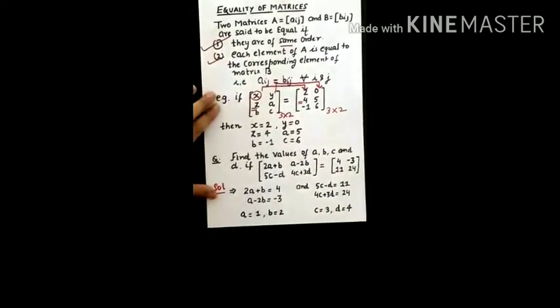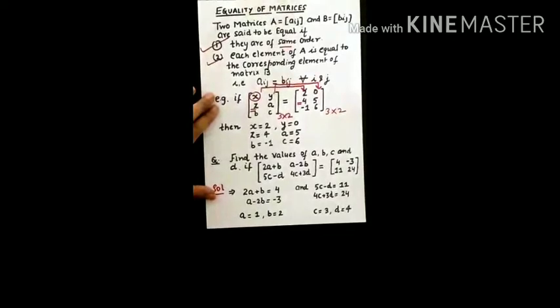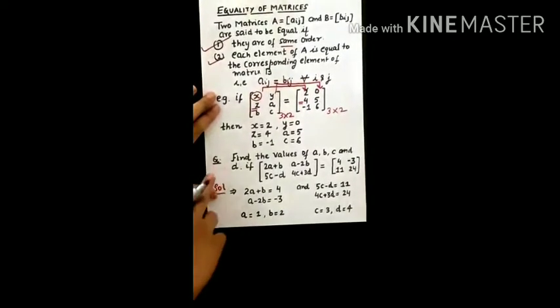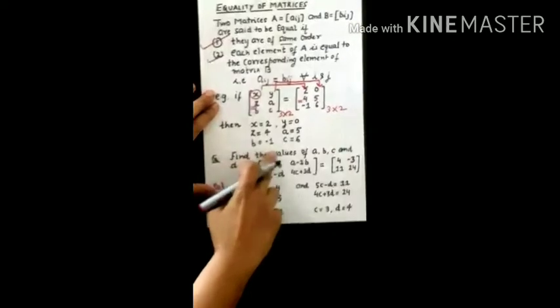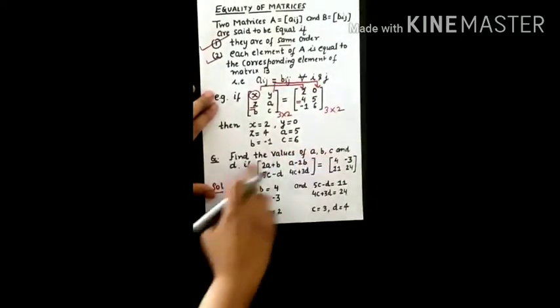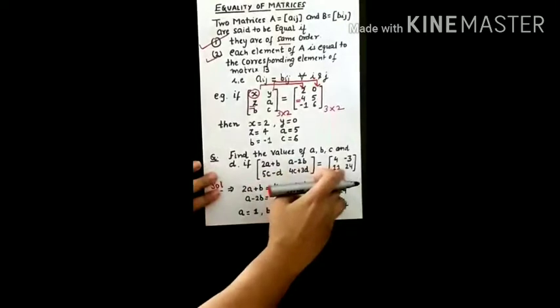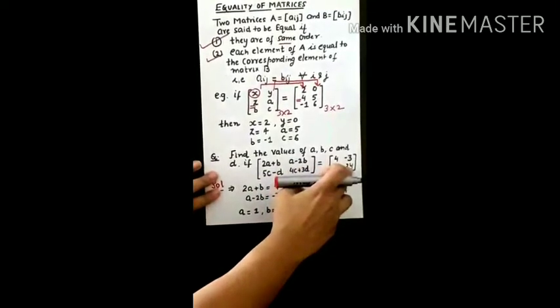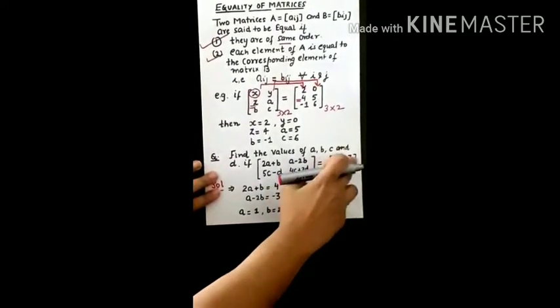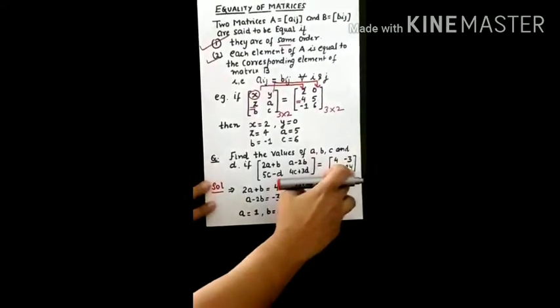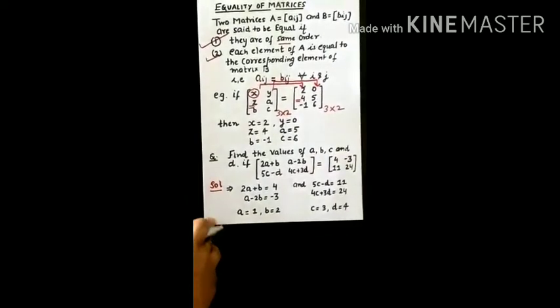Now we have a question based on the equality of matrices. The question says, find the values of a, b, c and d if this matrix is equal to the matrix consisting of elements 4, minus 3, 11, 24. Let's try to solve this.